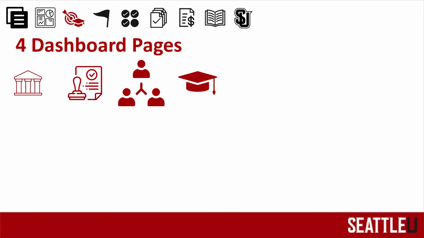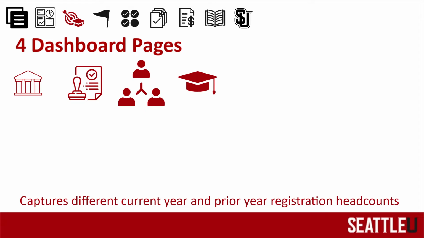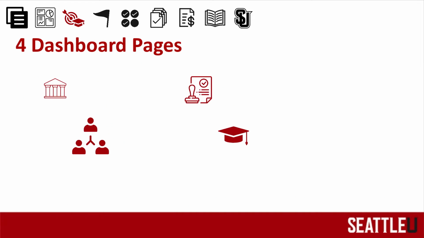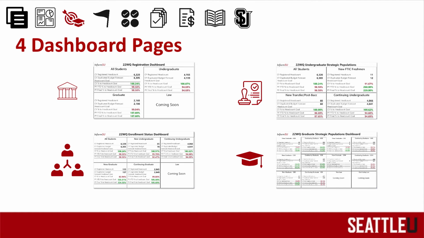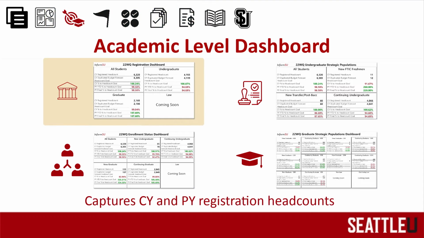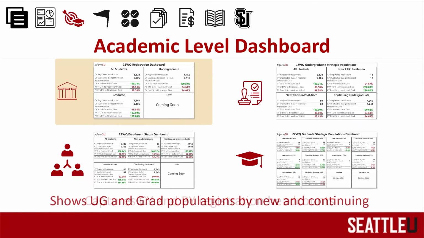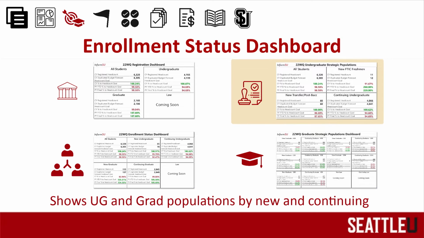The first 4 pages of the registration report are dashboards that capture current year and prior year registration headcount for different populations. Each provide a different focus that can be further explored in other pages. This report dashboard captures current year and prior year registration headcounts for the full student population and undergraduate and graduate breakdowns. This dashboard goes one level deeper than the previous page in that it shows the undergraduate and graduate populations broken down by new and continuing students.